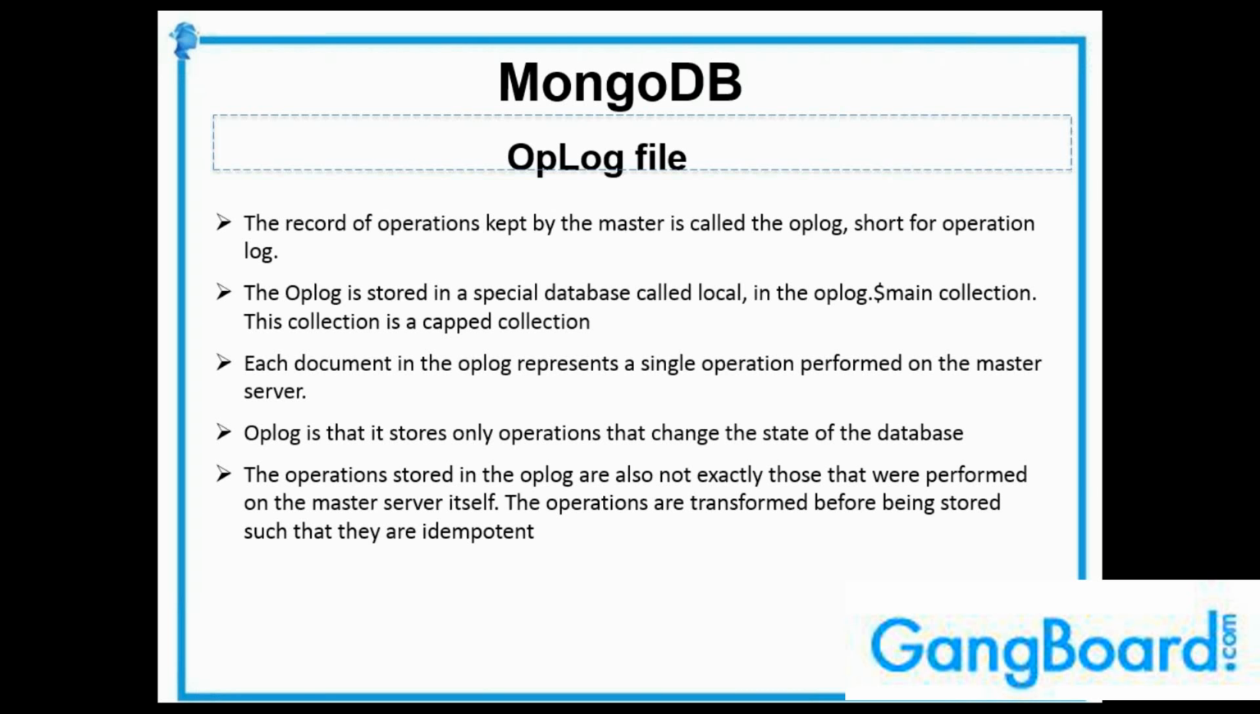As I said, the record of operations kept by the master, that is the primary, is called the OpLog. In the local database, that OpLog collection will be created. It is a capped collection. OpLog stores only the changes like insert, update, deletes. Those kinds of things will be stored in the OpLog.